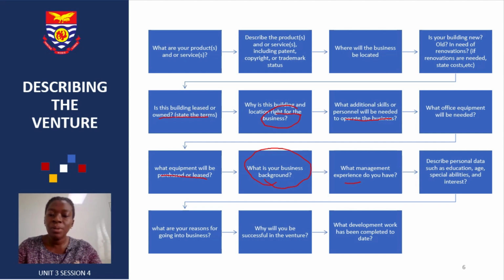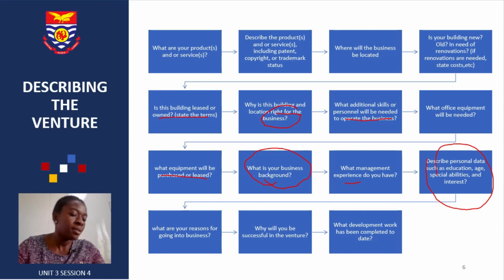Describe your personal data, especially your special abilities and interests. So that is for the entrepreneur. If you are more than one, you need to spell out all of them. If there are key people in your business, like your company or partnership, the key partners or the key shareholders, you can also spell them out over there.